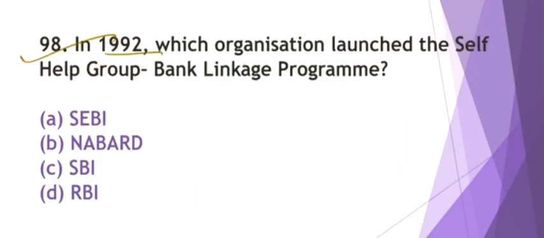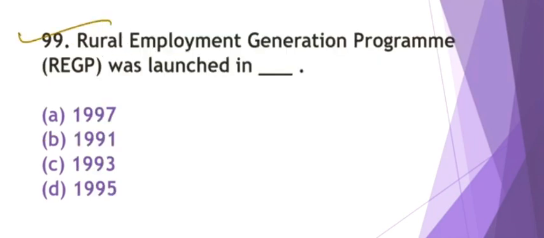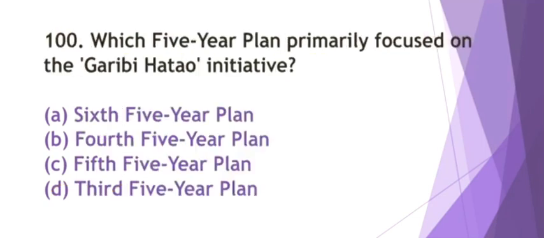98. In 1992, which organization launched the Self-Help Group Bank Linkage Program? Option number B is the right answer, NABARD. 99. Rural Employment Generation Program, REGP, was launched in which year? Option number D, 1995. 100. Which five-year plan primarily focused on the Garibi Hatao initiative? Option number C, 5th five-year plan.